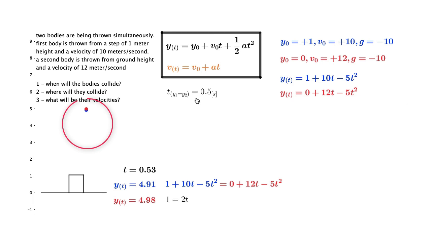So that means that the time of the collision, the time when the two objects meet one another or collide or occupy the same location in space, is going to be when t equals 0.5 seconds.